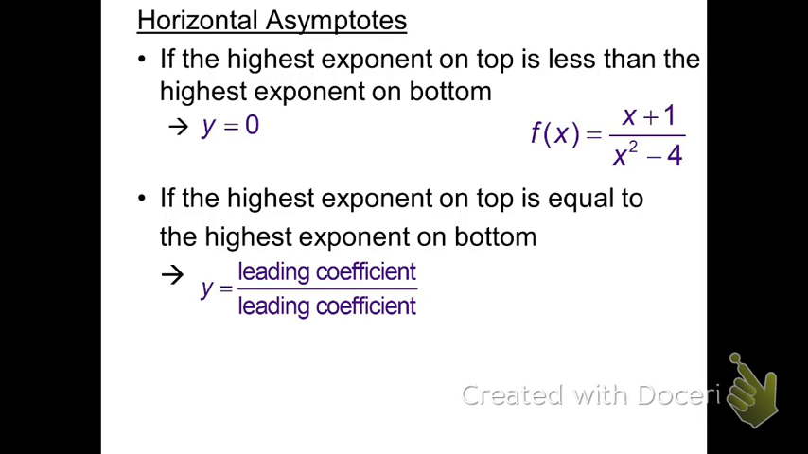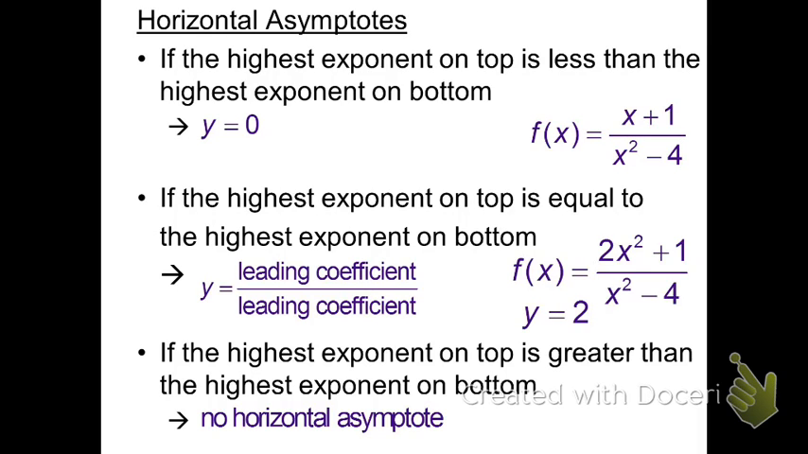Next, if the highest exponent on top is equal to the highest exponent on the bottom, if they have the same exponent, then you take the leading coefficient on the top divided by the leading coefficient on the bottom. An example might look like 2x squared plus 1 over x squared minus 4. The x squareds are the same, so we look at the coefficients of those x squareds. In this case, it would be 2 divided by 1. So 2 divided by 1 is just 2, and our horizontal asymptote for this example would be at y equals 2.